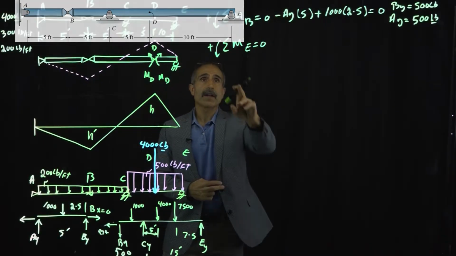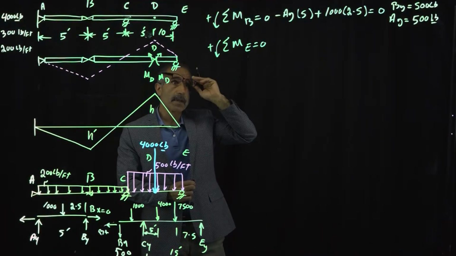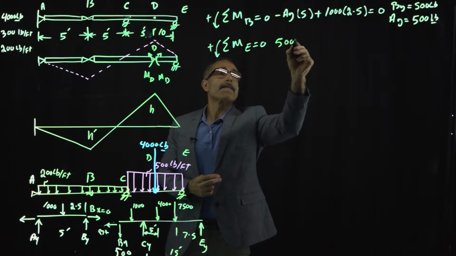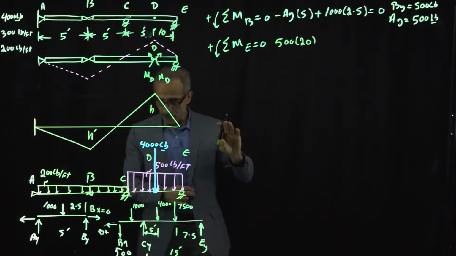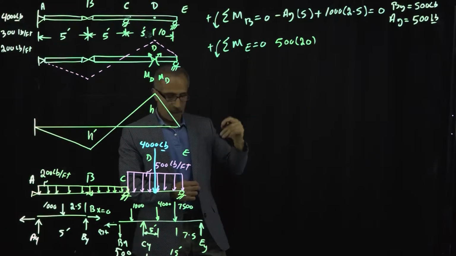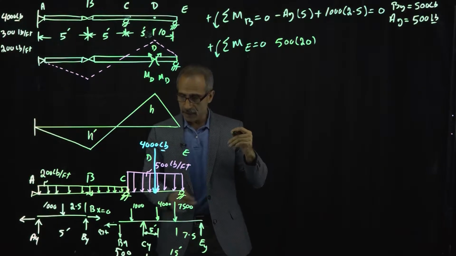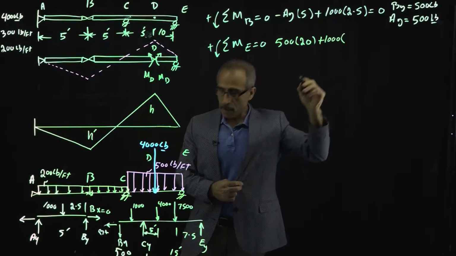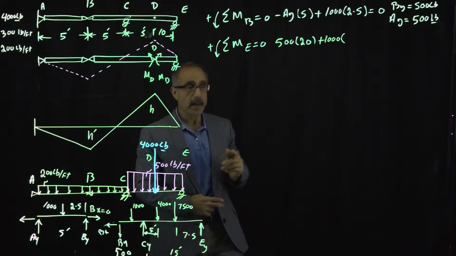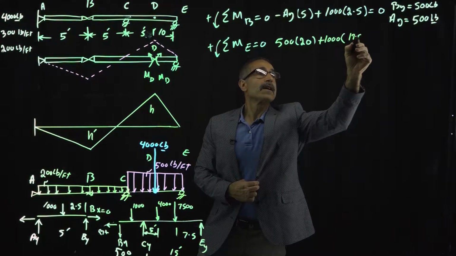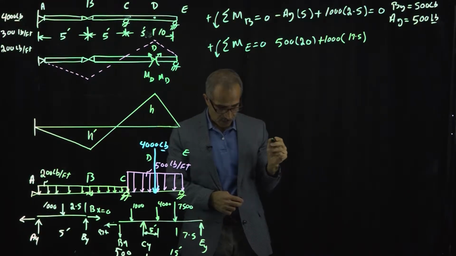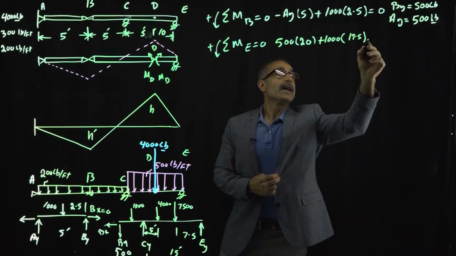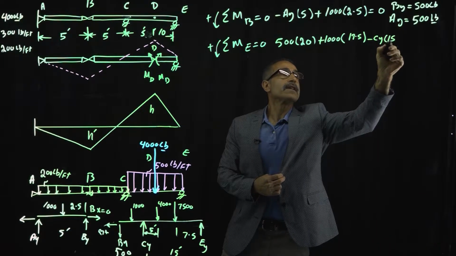So now we're going to go ahead and take a moment about point E. It's going to be 500 times 20. And the sign is going to be positive, and then it's going to be plus the 1,000. And that's going to be multiplied by 17 and a half. Then we have CY itself. It's going to be times 15, and minus CY times 15.